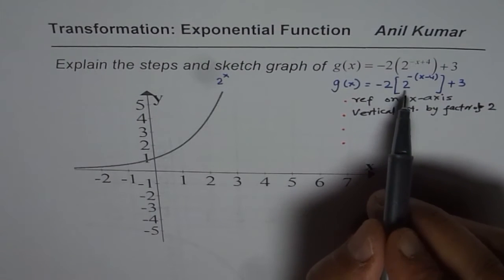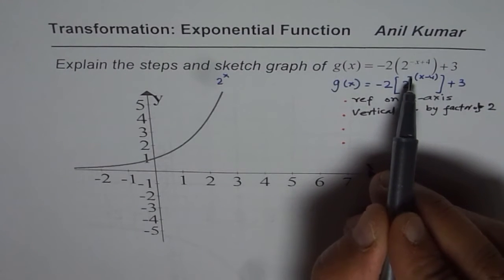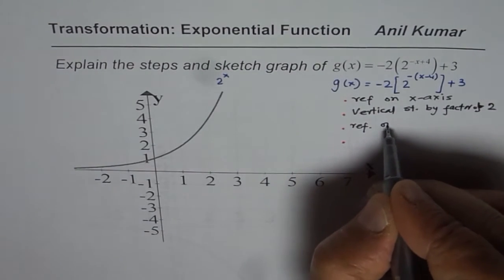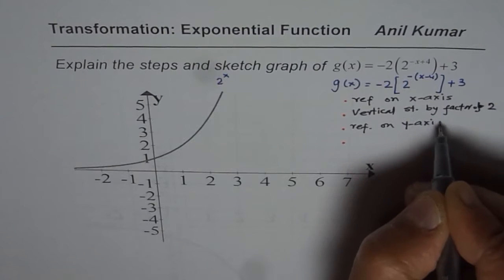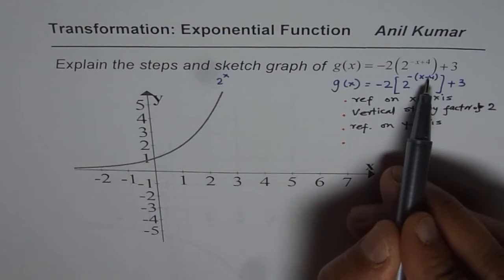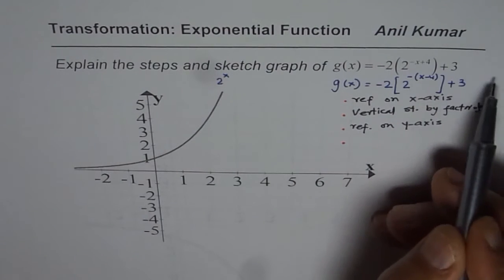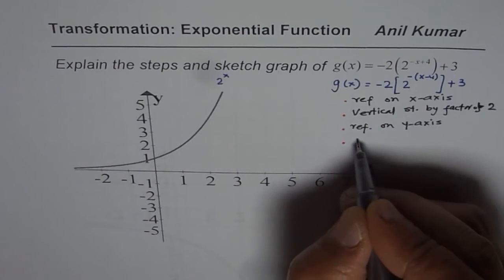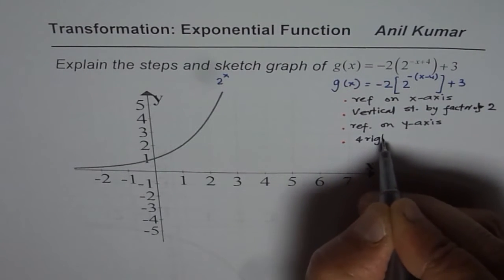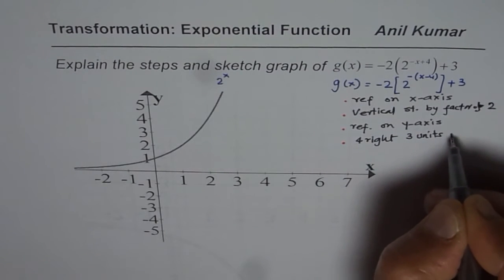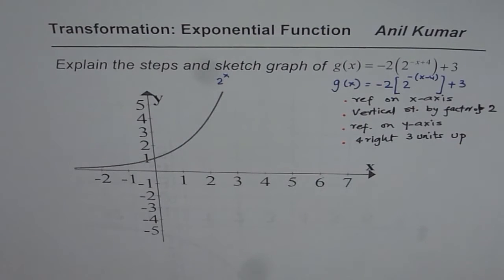And then here we have horizontal reflection, that is reflection on y-axis. And then we have minus 4, that means moving 4 units right and 3 units up. So these are translations. Let me write this as 4 units right and 3 units up. So these are the transformations for the given function.